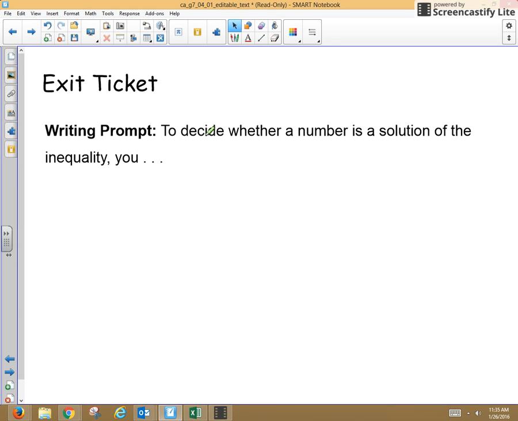Now your exit ticket is to decide whether a number is a solution of the inequality. How do you decide? What should you do? Look back after example 1 at the chart when we have a solution to an inequality in the solution set. That key idea will help you answer this exit ticket.